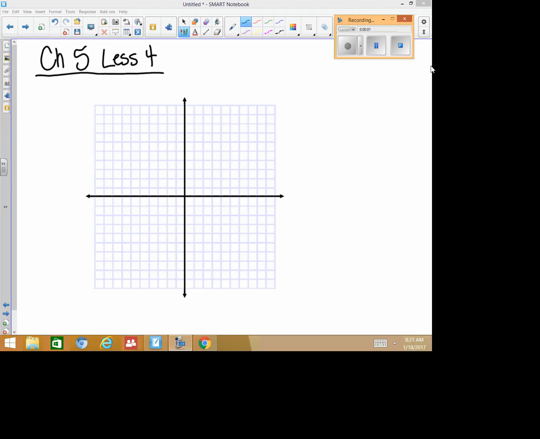Lesson 4 on the graphing part. So let's use this one as an example.